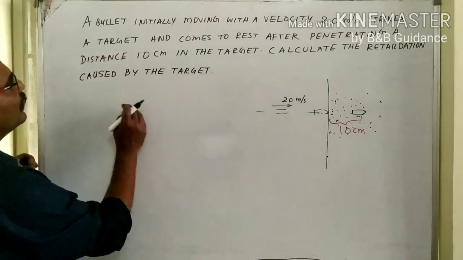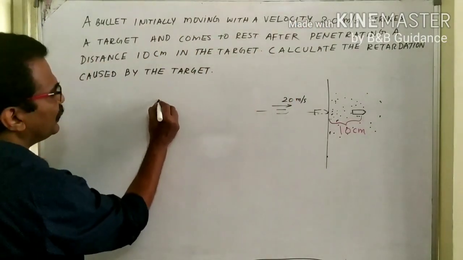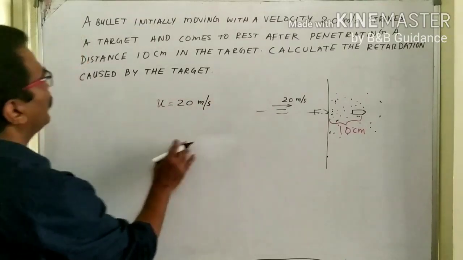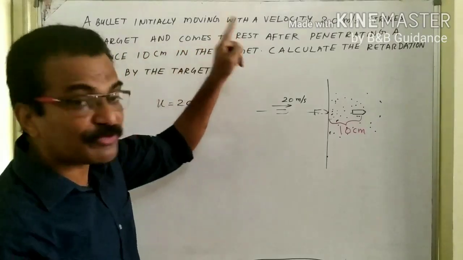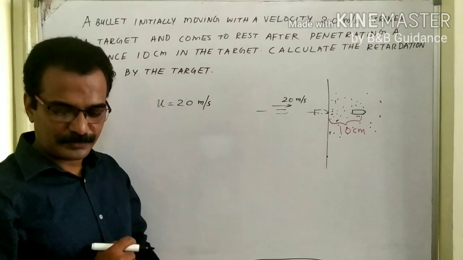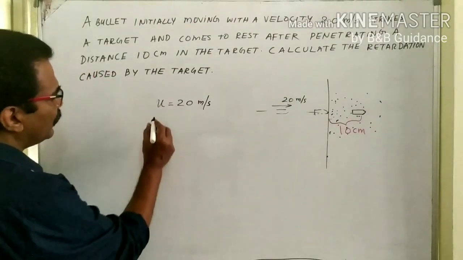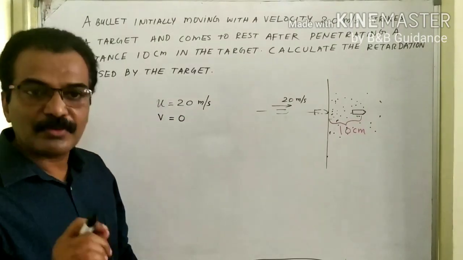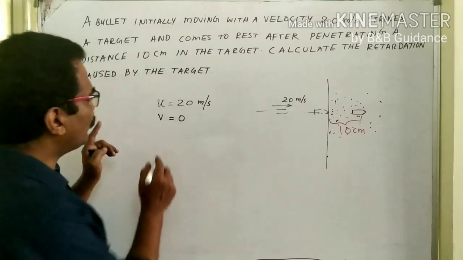Tell me what they have given. A bullet initially moving with the velocity, that means initial velocity u is equal to 20 meter per second. It strikes a target and comes to rest. Comes to rest means final velocity is 0. Then what else they have given? The distance is given.